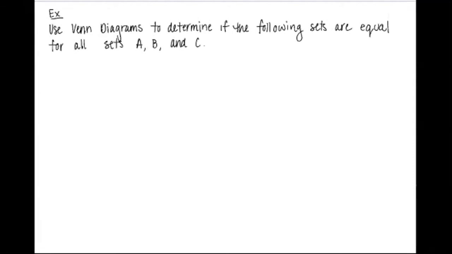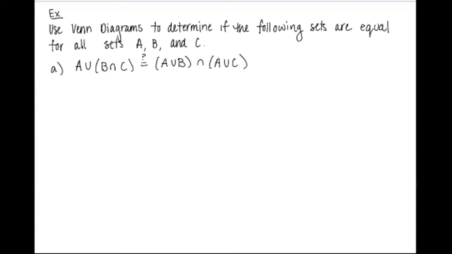Okay. And so I've got 3 sets. I have no idea what's inside of them. It has to hold for every single set. So no matter what I put in any of these, the 2 must be the same. So we want to see if A union B intersect C is equal to A union B intersect A union C.